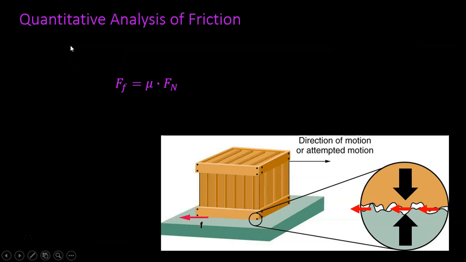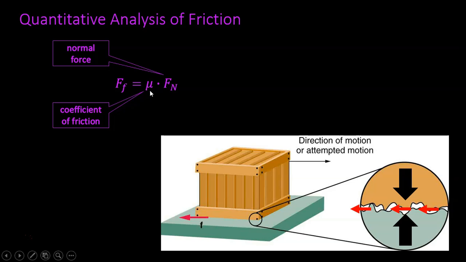Let's turn now to quantitatively analyzing friction, and here's the equation that we use to calculate the strength of the friction force. Let's take a look at it in terms of our model or explanation of friction. First, we have the normal force, and that's telling us how hard these two surfaces are pressed together. Next is this funny looking U, which is actually the Greek letter mu. It's the coefficient of friction, and it takes into account two of the factors affecting friction.